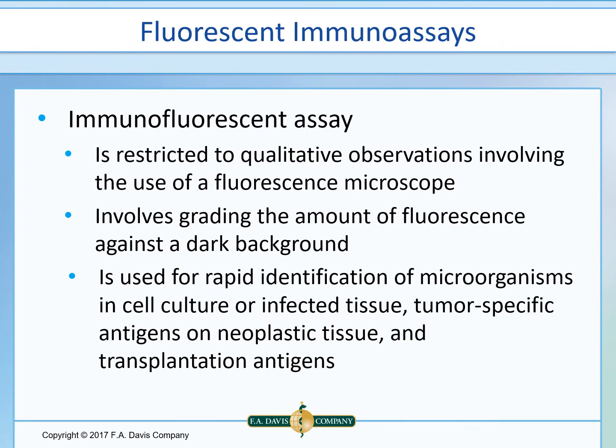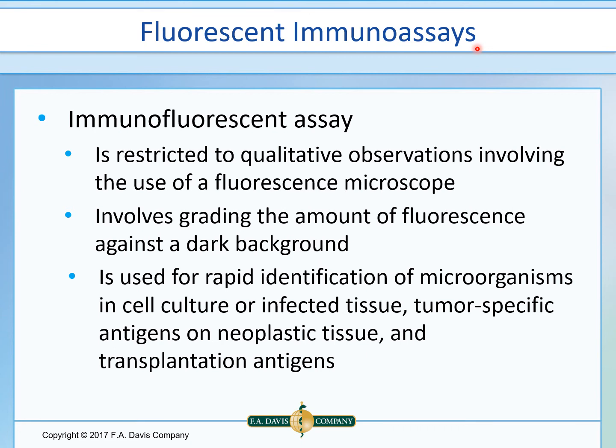Fluorescent immunoassays are another type of labeled immunoassay in which antibodies could be labeled with molecules that fluoresce. These fluorescent compounds are all called fluorophores or fluorochromes. Immunofluorescent assays are restricted to qualitative observations involving the use of a fluorescent microscope. So what this means is that testing indicates if something is positive or negative or detected or not detected, so it's not quantitated. It involves grading the amount of fluorescence against a dark background.